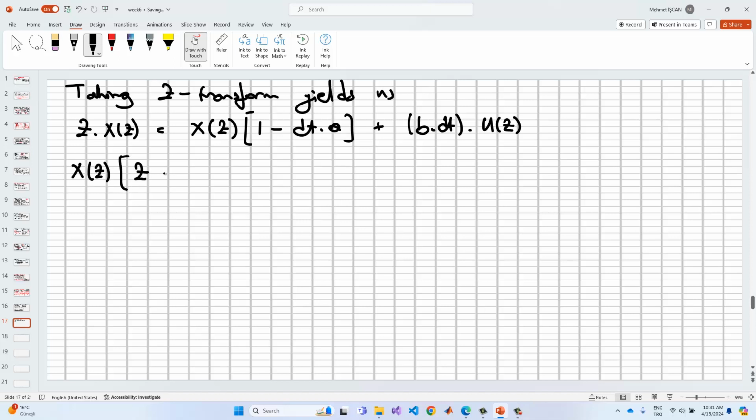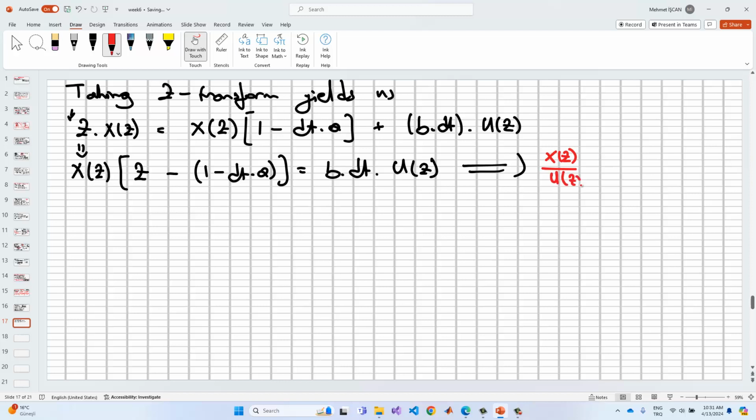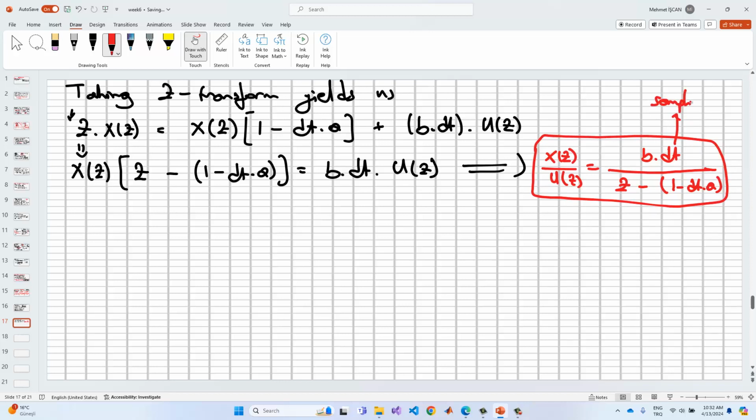Okay, and after that we can take this term to the left hand side, and so X(z) times (z minus 1 plus dt a) is equal to b dt U(z). Okay, this is the last form of our equation, and then we can collect the whole equation in terms of the pulse transfer function X(z) divided by U(z), which is equal to b dt divided by z minus 1 plus dt times a.